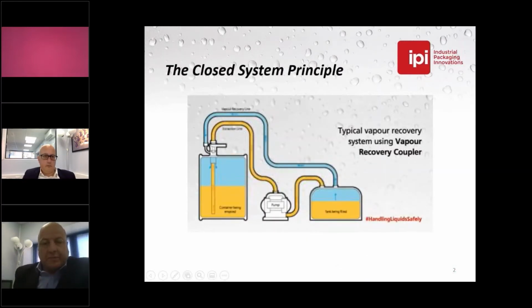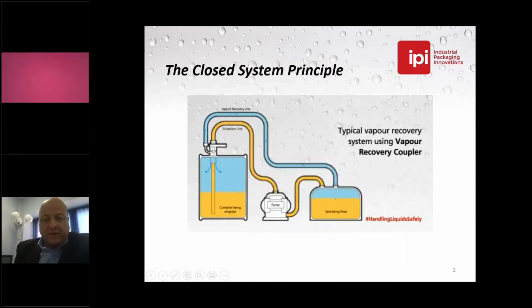The closed system, the principle is very, very simple. You have a container on the left-hand side, which you need to empty. And on the right-hand side, you have a tank that needs to be filled. This can be with a very hazardous, very nasty chemical, the kind of thing that you're in touch with every day. But you want to do it without any exposure to your operators, without any exposure to the environment of that dangerous chemical. I know you all know the principle, but this illustrates how you would do it.